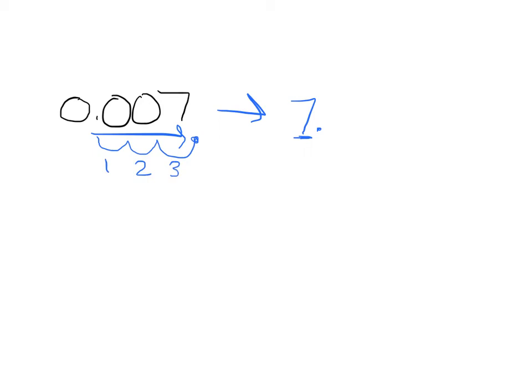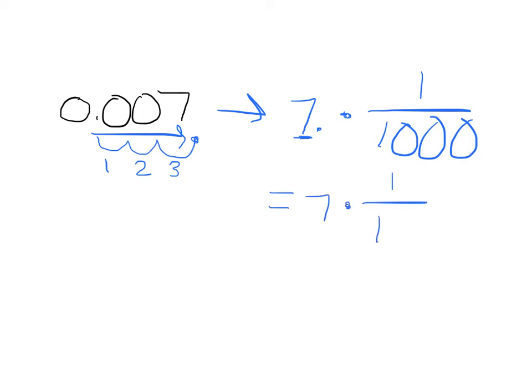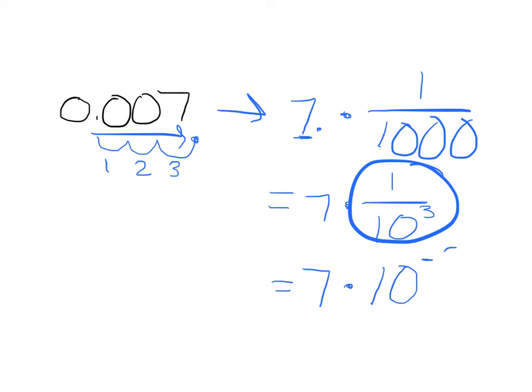So I have 7 times 1 over 1,000, which is the same as writing this as 7 times 1 over 10 to the third, because 10 times 10 times 10, or 10 times itself 3 times, equals 1,000. And we know from our last chapter on exponents that this positive exponent, since it's in the denominator of a fraction, can be written as a negative exponent.